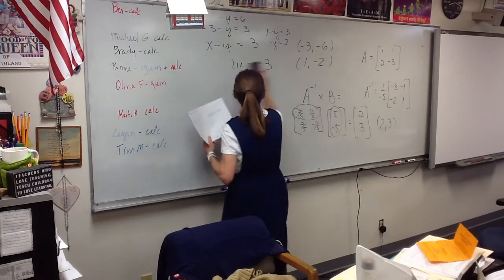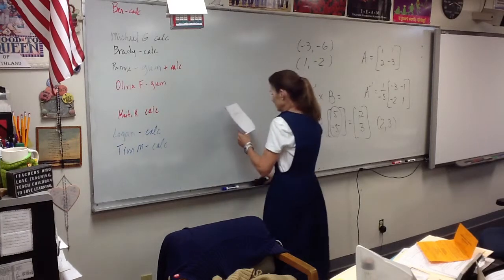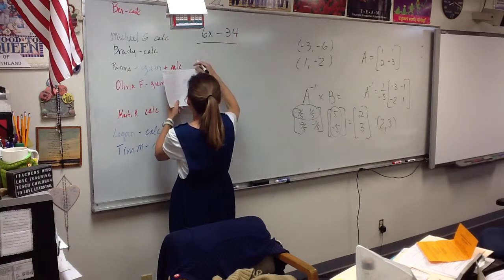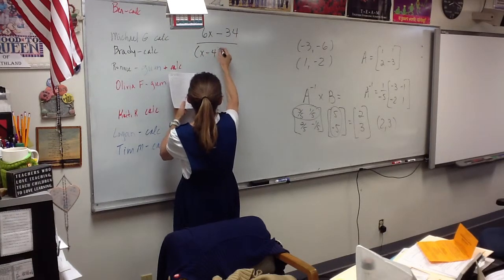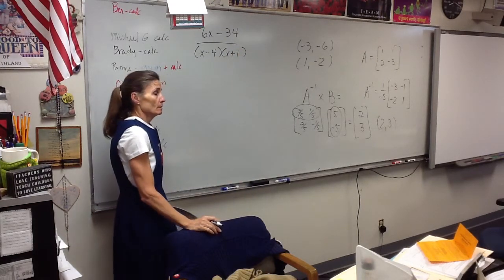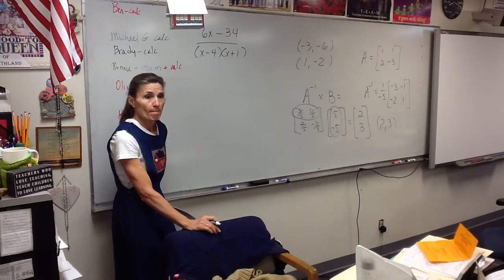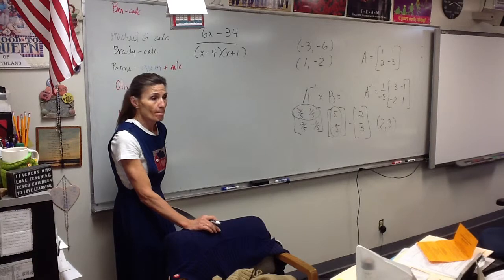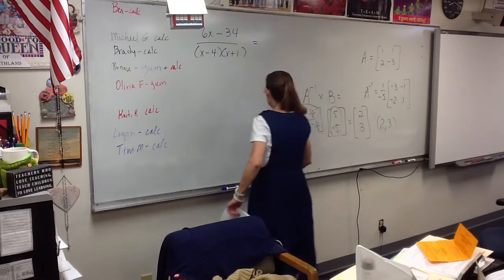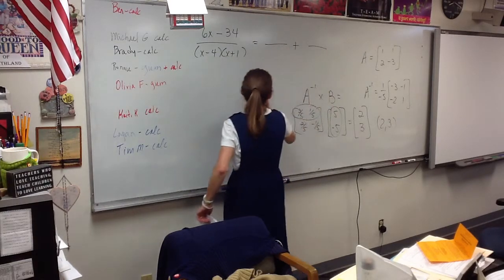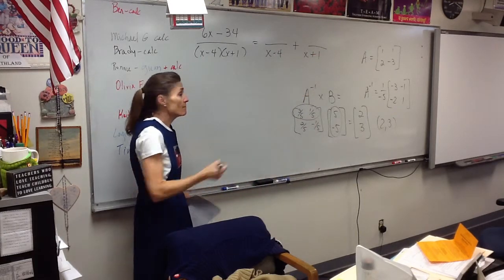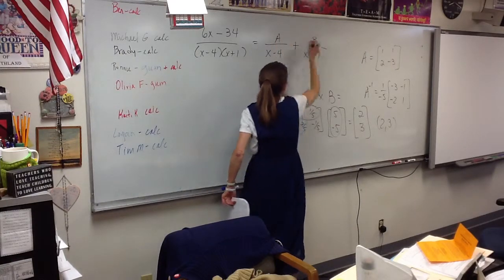8, find the partial fraction decomposition. What's our strategy here? First we have to factor, don't we? Okay? Now what? You need to say this is going to equal 2 little fractions added together. And the denominators of those fractions are x minus 4 and x plus 1. And the numerators are unknown. That's what we have to figure out. We don't know what the numerators are.